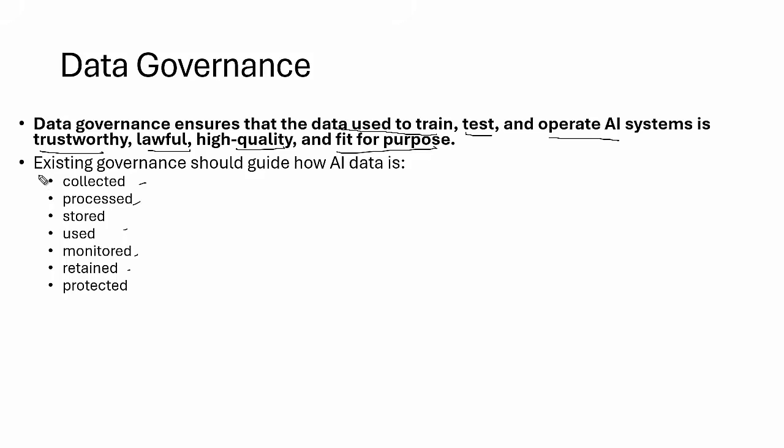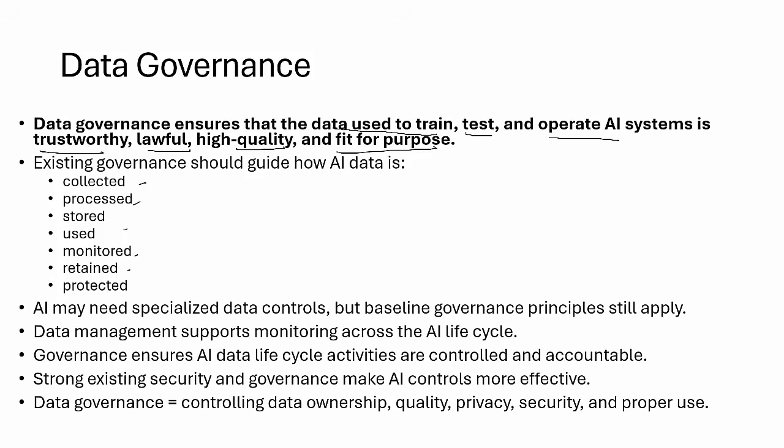But one thing is why we are collecting data, and data governance basically answers that question, because data governance is all about managing data. So AI needs specialized data controls, but baseline governance principles still apply. So we will go with the basic encryptions and all that. But on top of it, you need to define your own controls.